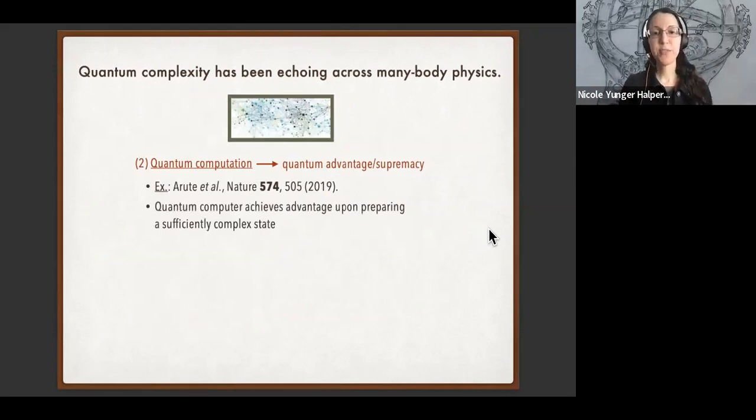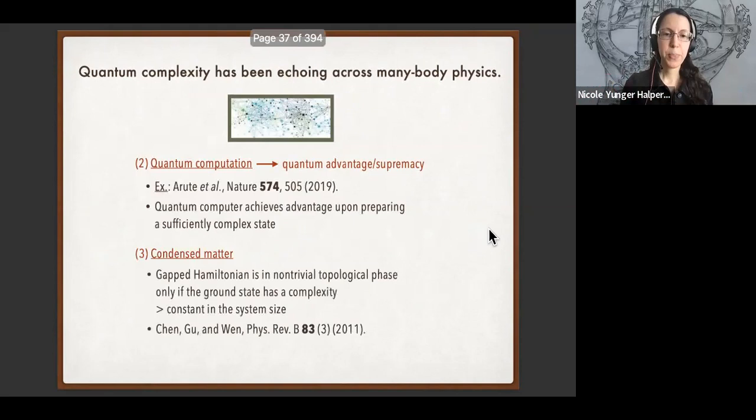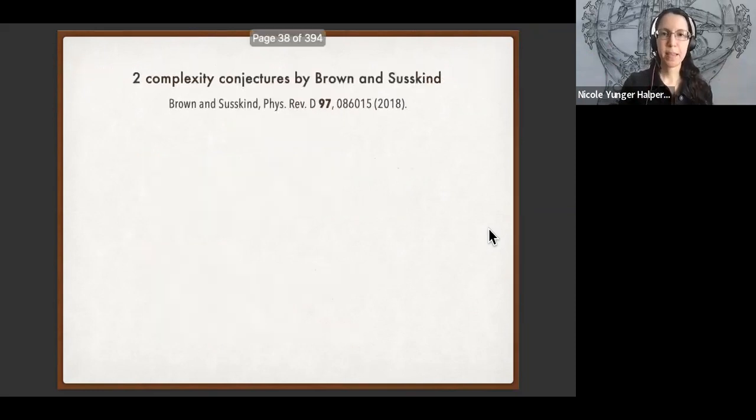We can achieve an advantage with a quantum computer upon preparing a state that's complex enough that it's very difficult to simulate classically. In condensed matter, we might have a Hamiltonian that has a gap and it's in a non-trivial topological phase just if the ground state has a sufficiently large complexity. So a complexity that grows more quickly than a constant in the system size. So quantum complexity has been a useful concept across many-body physics recently.